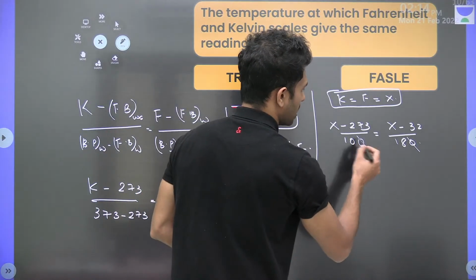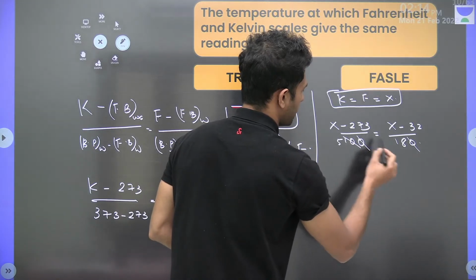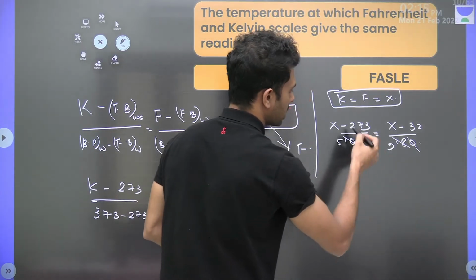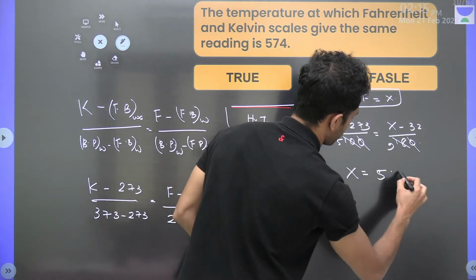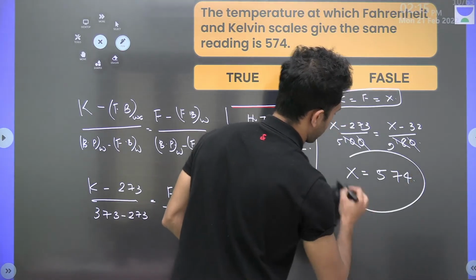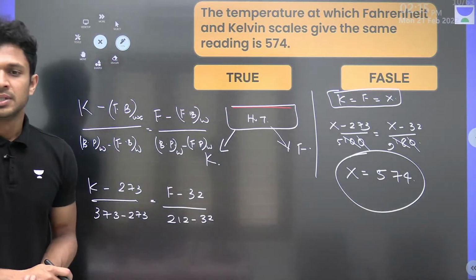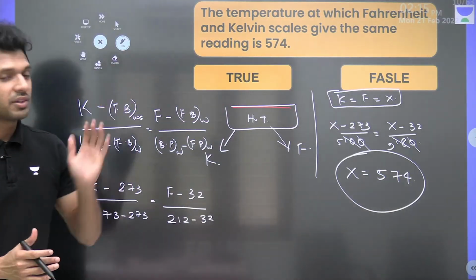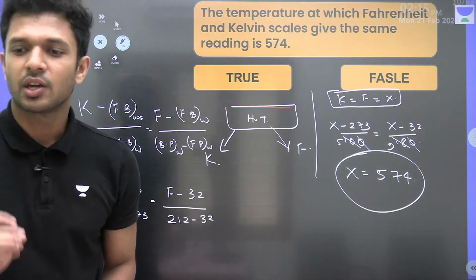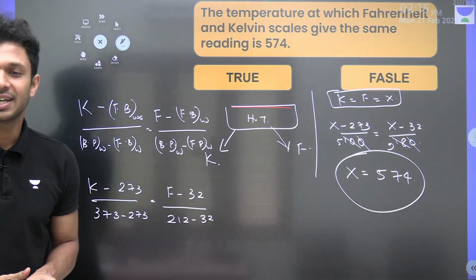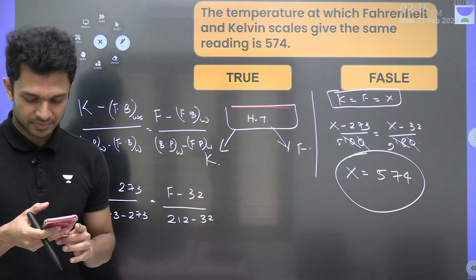Take what you can do. 0, 0. 2 goes 5 times. 2 goes 9 times. Cross multiply. You will get the x value as this, 574. Which means whatever is the statement given here, that's true only. Whatever is the statement given here, isn't it, children? It's correct.